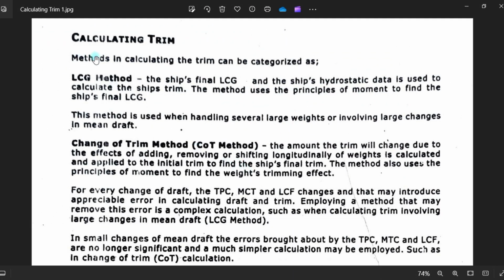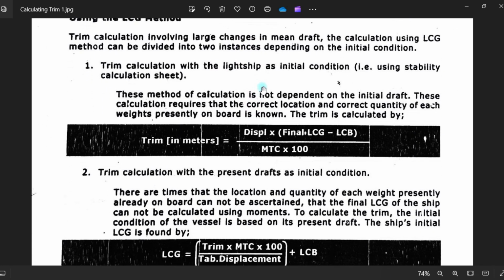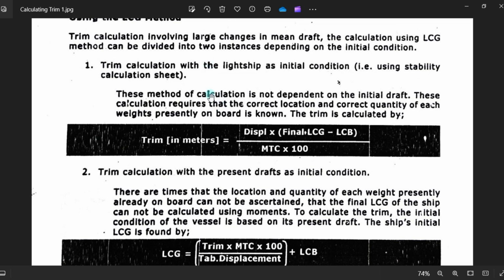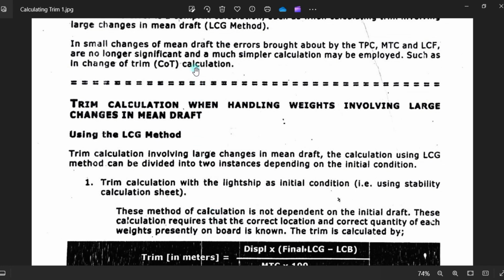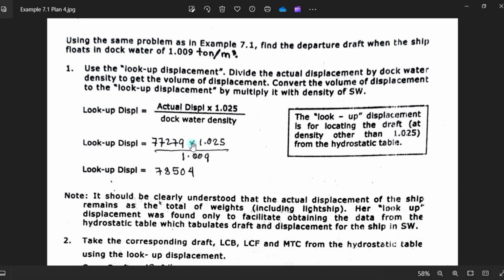See how to calculate the trim. This is what I already explained to you. You just read this one in the later part of the video. Okay, and see this one.